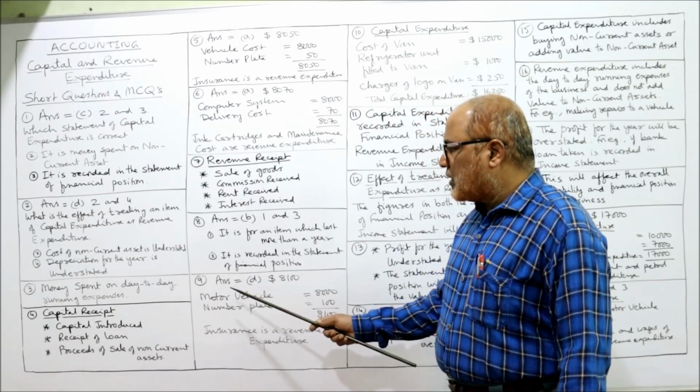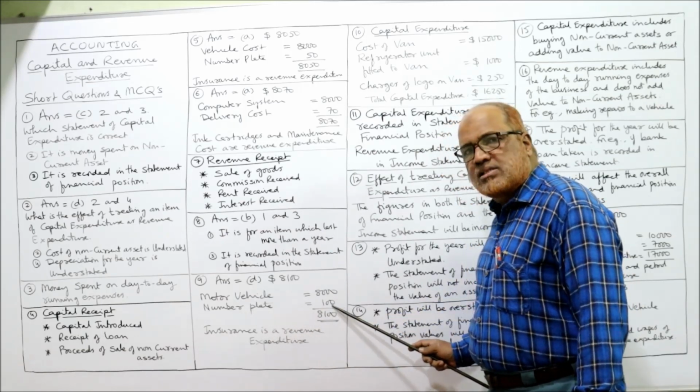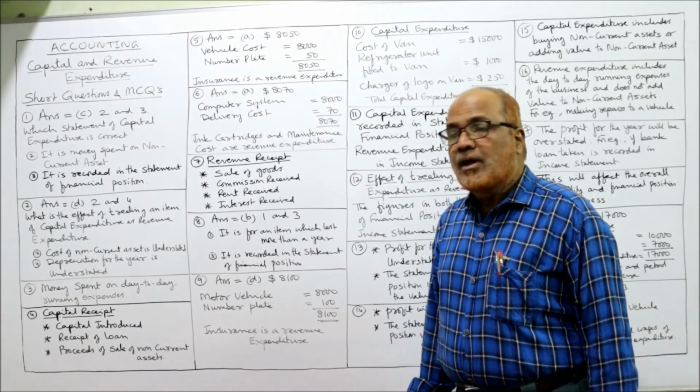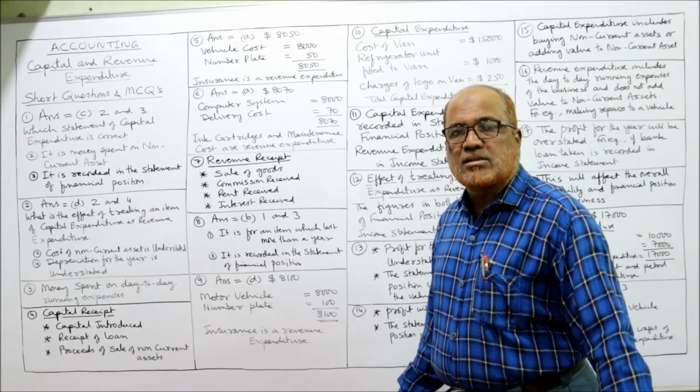What are the 2? Motor vehicle cost 8,000 is capital expenditure. Number plate $100 is capital. Total 8,100 is the capital expenditure. Insurance is a revenue expenditure. We should not include it. That's it.